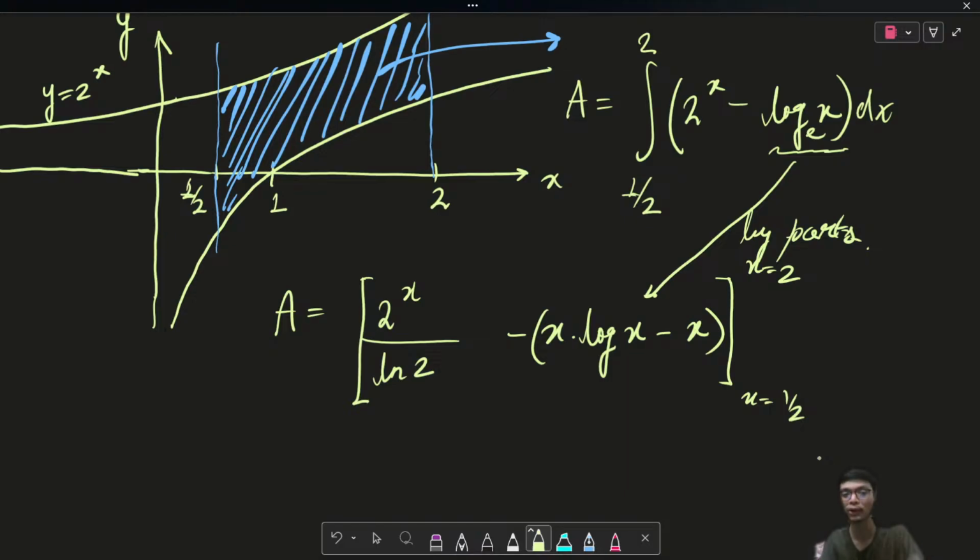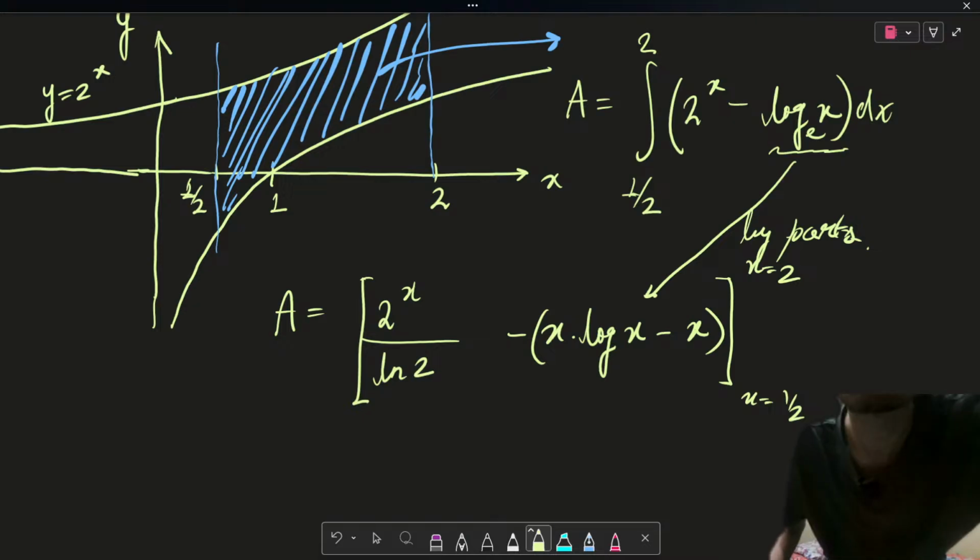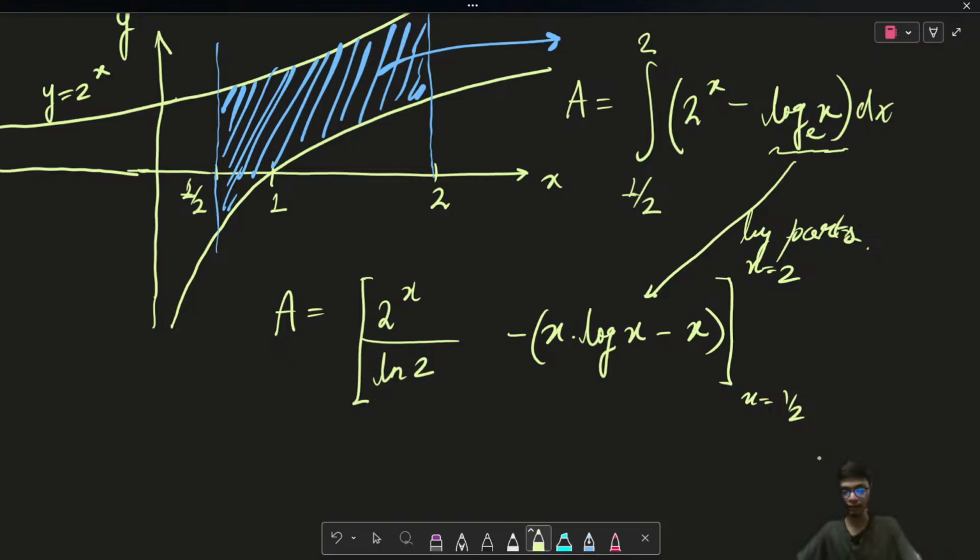People tend to forget this because they see 0 is there and think it will be 0, so minus 0, and that's how they write the answer. So I'm basically pinpointing that these are the points where students tend to make mistakes. Throughout my experience, I'm telling you that these are the points where students make mistakes. So please avoid those silly mistakes, and please be cautious when you're putting these limits, right?